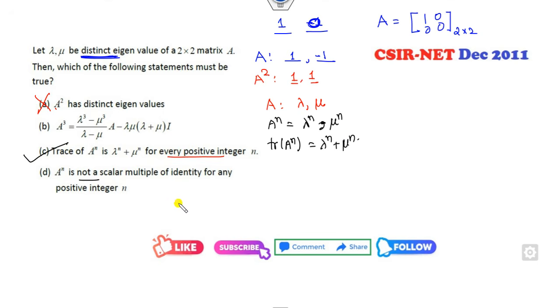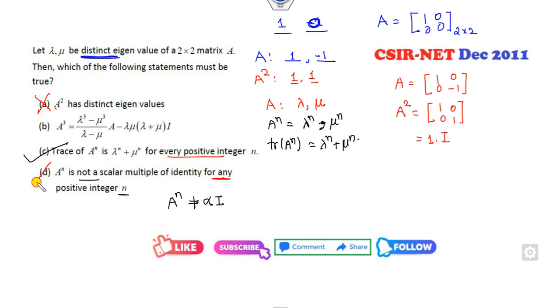A raised to power n is not a scalar multiple of the identity for any positive integer n. That's very simple. I can simply choose this matrix. What is my A square? 1, 0, 0, 1. I can write this as 1 times I, but he said it is not alpha times I for any alpha, so I can say this option is also cancelled.